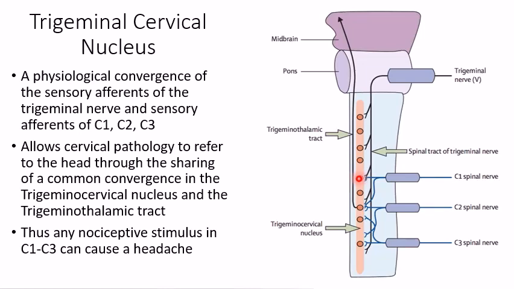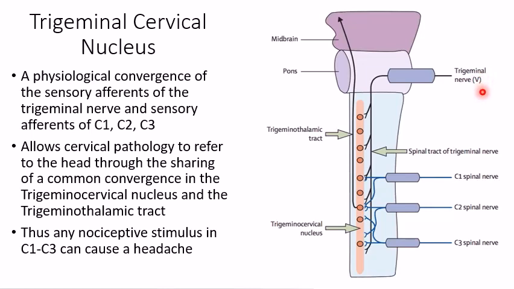Therefore, these two signals will converge on the trigeminocervical nucleus and then be carried up to the brain on the trigeminothalamic tract as one sensory feeling, which means that the brain cannot dilute or understand if pain is coming from the trigeminal nerve or from C1, C2, and C3. So therefore, any nociception coming in from C1, C2, and C3 will travel up to the brain as a facial or head type of pain if it synapses with the trigeminal nerve.